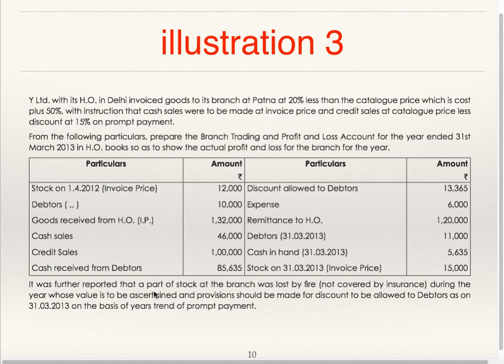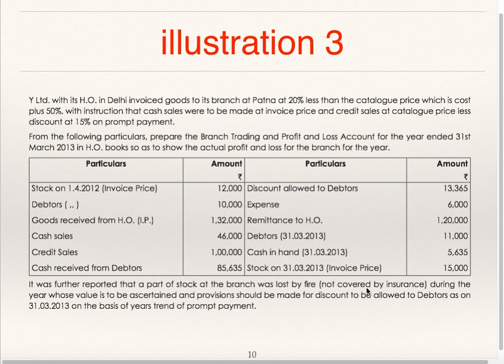It was further reported that part of stock at the branch was lost by fire, not covered by insurance, during the year, whose value is to be ascertained. Some part of stock is lost by fire at the branch. You are supposed to find out the amount which is not covered by insurance. This is abnormal loss. Its cost price is to be credited to trading account, and the same is to be debited to profit and loss account because it is not covered by insurance.